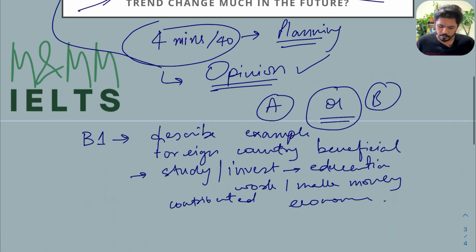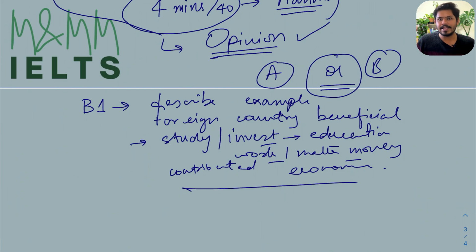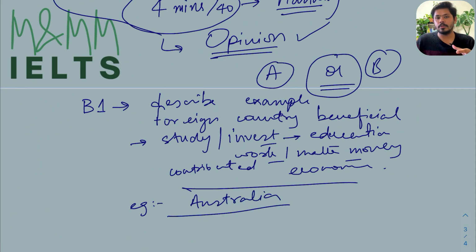All right, now the next thing is that I'll be writing invest, education, work, making money, contributes to the economy, and then some sort of example that you can think of. Let's say you can think of the example of Australia, for example, right? That Australia had a major boost in economy from the year 2014 to year 2021, because there was a 60% increase in the international students every year that came here to pursue their higher education and have a better career, right?